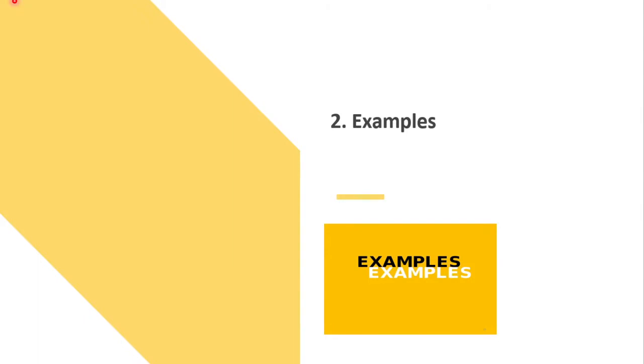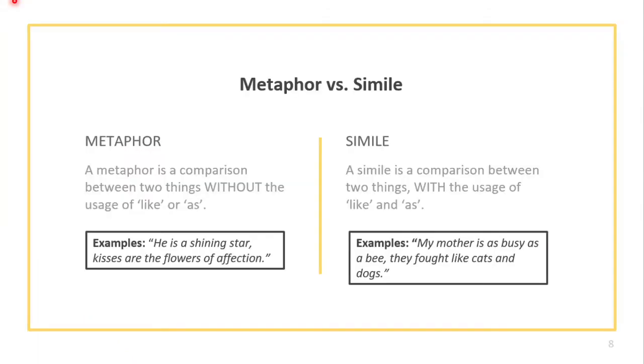Let's go through some examples. Metaphor vs. simile. Two of the most common figurative language examples, and the ones that are often confused for the other. So, a metaphor is a comparison between two things without the usage of like or as. Examples include, he is a shining star, or kisses are the flowers of affection.